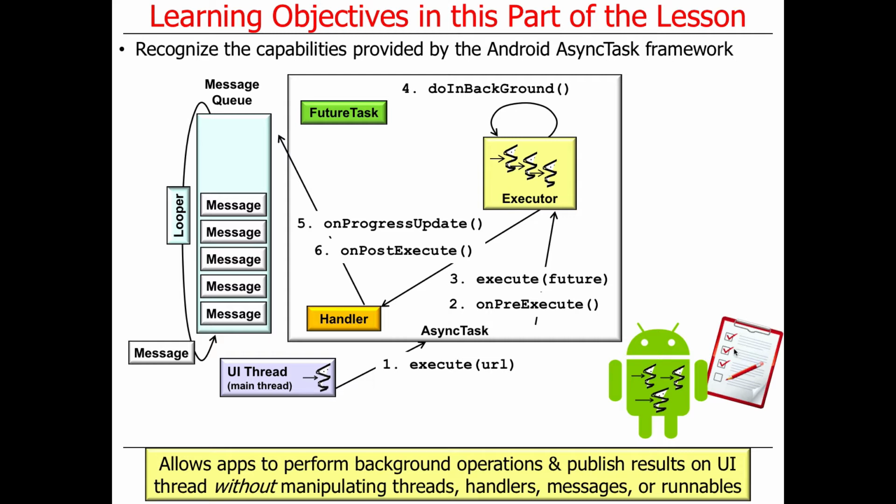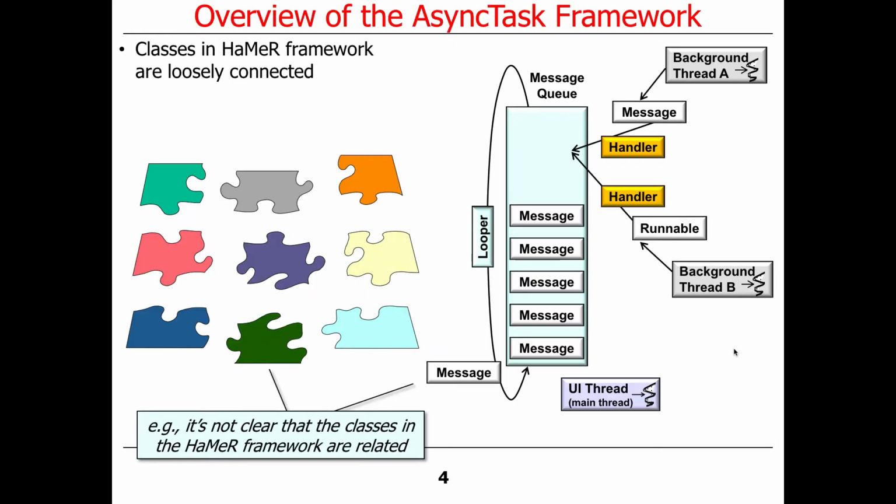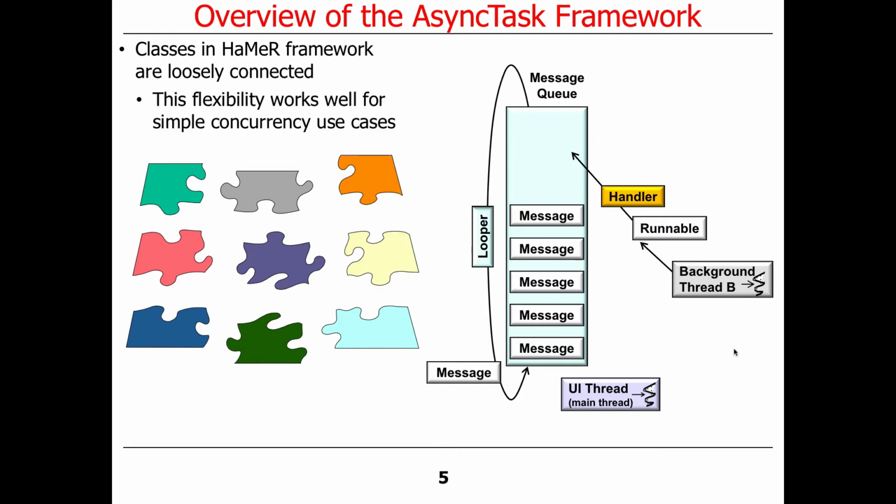Okay, so let's talk about what is entailed here. The classes in the Hammer framework, which we'll talk about later, are loosely connected. So when you look at these classes, you look at message, handler, runnable, message queue, looper, thread, etc. It's not really clear just by looking at them that they belong together. So you have to know how the pieces fit together.